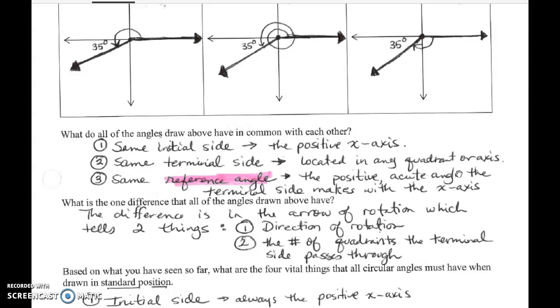What was the second one? The number of quadrants the terminal side passes through. So what he's talking about there is, if you did a full rotation, there's 4 quadrants being passed through there, and then 3 more, whereas this one only went through 3, this one went through 2, to get to the terminal.